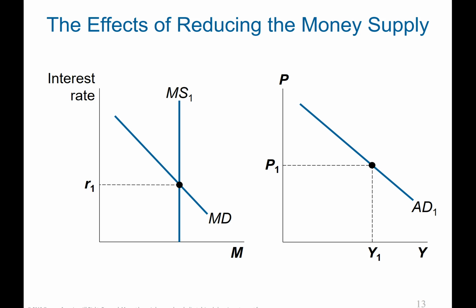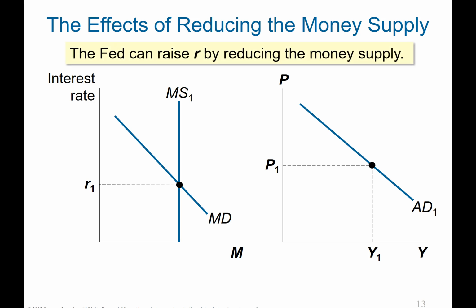Reducing the money supply. Remember, the Fed's only policy tool is to change the money supply. So let's say that the Fed enacts a policy to reduce the money supply. Their goal, of course, is to raise that interest rate. So here's what they do. They simply shift the money supply curve to the left, and that can be whatever Fed tool they use. We're going to talk about that a little bit later, but generally they use open market operations as their primary tool.